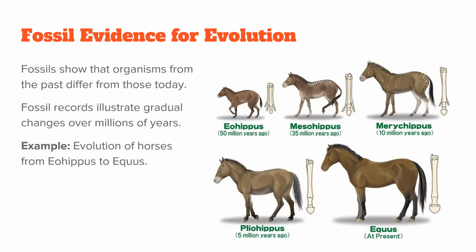Fossils show us that organisms from the past often look different from living organisms today. Fossil records reveal gradual changes over millions of years. A classic example is the evolution of the modern horse, which can be traced back to a small, dog-sized ancestor called Eohippus. Over time, fossils document changes in size, limb structure, and teeth that adapted horses to grassland environments.